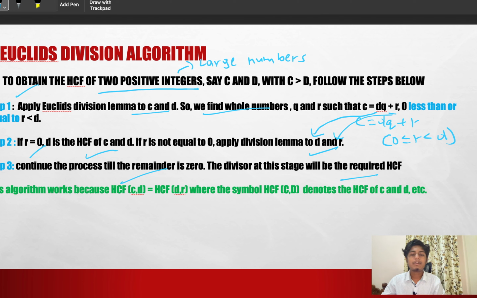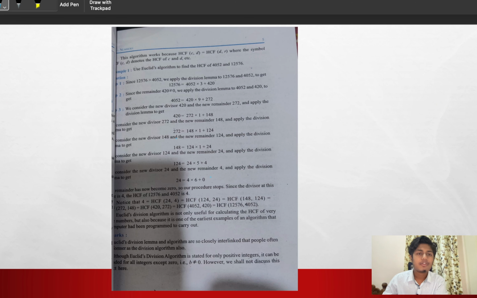This algorithm works because C is equal to DQ plus R, so the HCF of C and D is the same as the HCF of D and R. So let's solve some solved examples of NCERT.